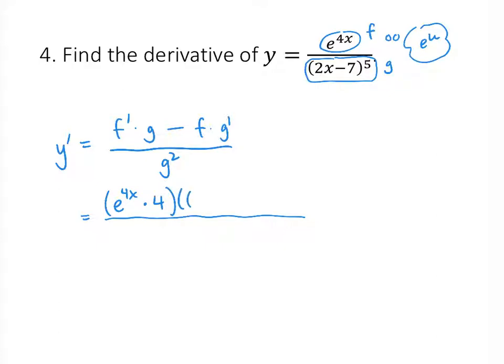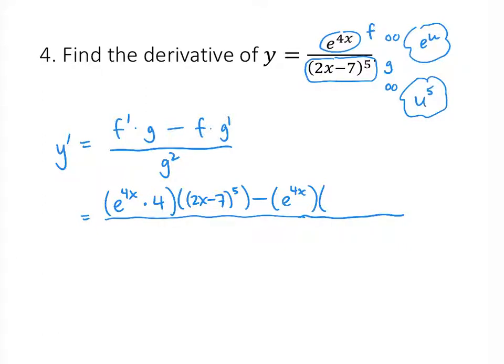Now we multiply by g, which is just 2x minus 7 to the 5th power, minus f, which is e to the 4x. And then finally g prime, we look at 2x minus 7 to the 5th and think of that as u to the 5th. The derivative of u to the 5th is 5u to the 4th. So we get 5 times 2x minus 7 to the 4th, multiplied by the derivative of that u, and the derivative of 2x minus 7 is 2. Divide that by 2x minus 7 to the 5th squared, and we're done.